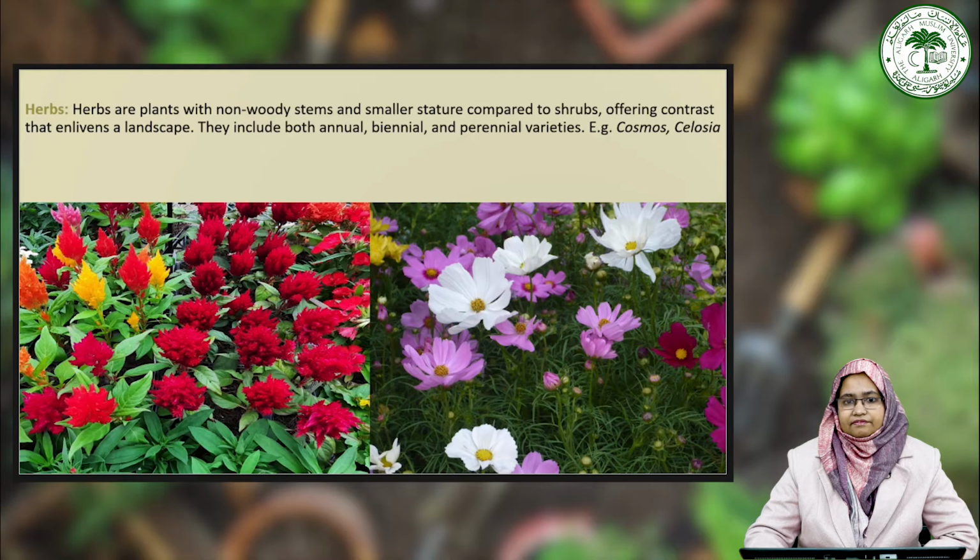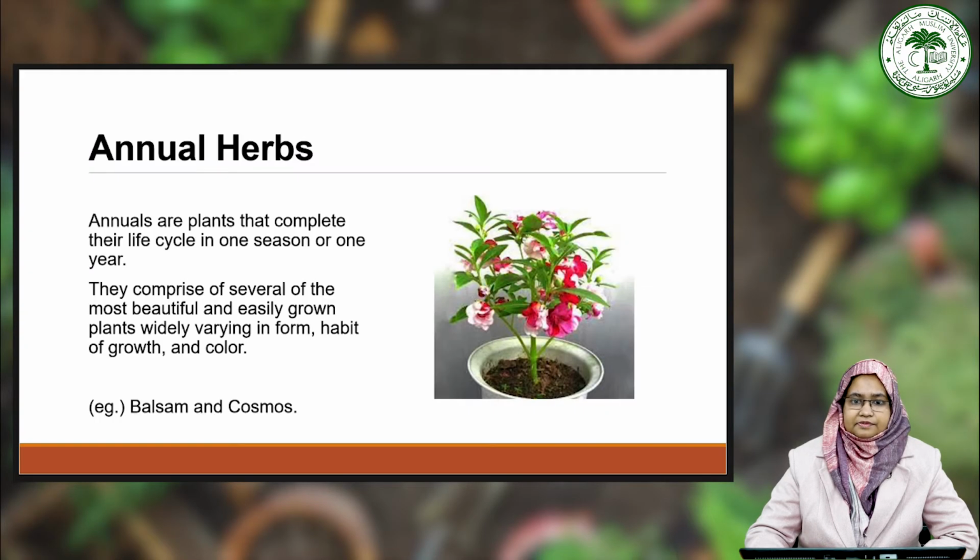Now moving ahead to the first category of plants, that is herbs. Herbs are plants having non-woody stems and are smaller than shrubs. They provide a contrast that makes a landscape lively. Herbs are further classified into three types, that is annuals, biennials and perennials, on the basis of their life. Annual herbs are plants that complete their life cycle in one season or in 1 year. They comprise several of the most beautiful and easily grown plants, widely varying in form and color.